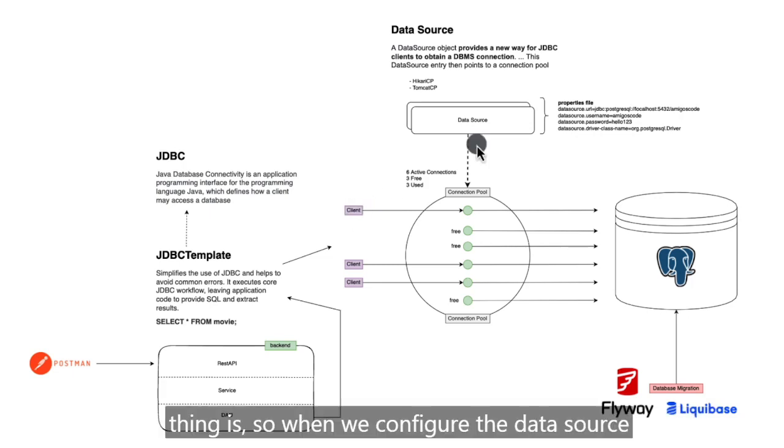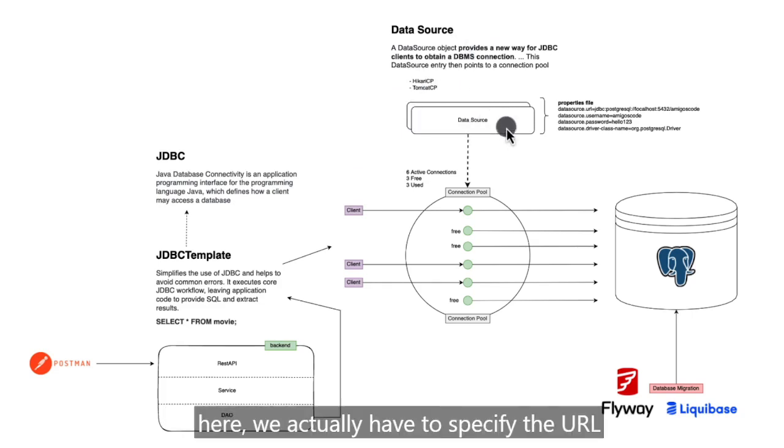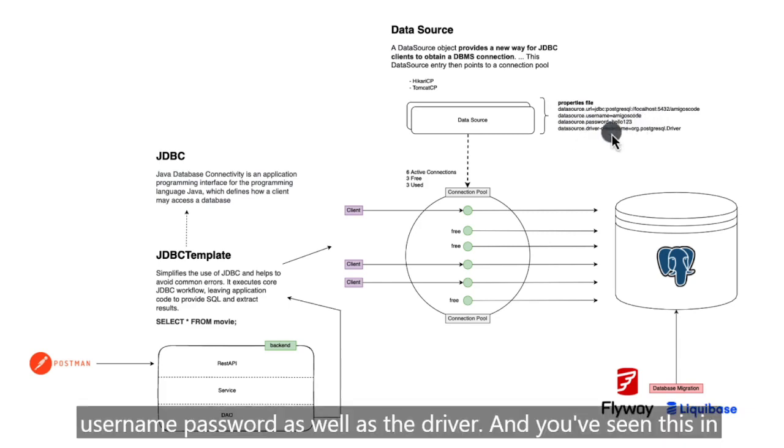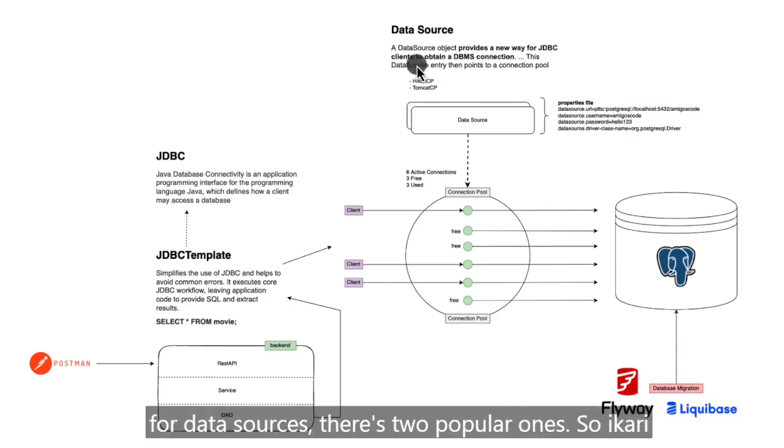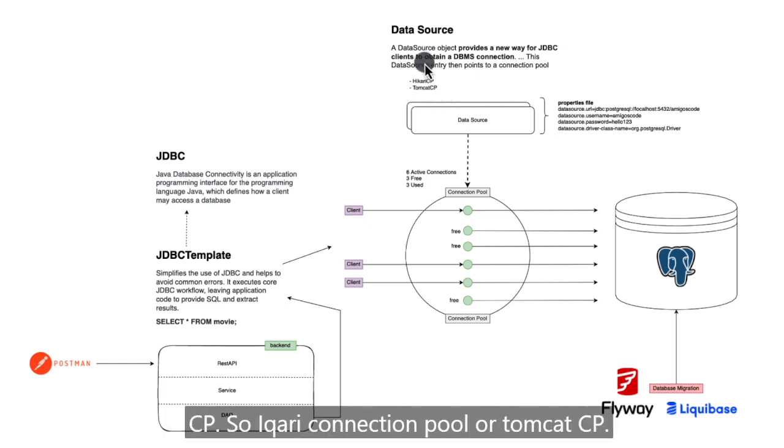The other thing is, when we configure the data source here, we have to specify the URL, username, password, as well as the driver. You'll see this in a second, and I'll show you again. Now for data sources, there are 2 popular ones: Hikari CP, so Hikari Connection Pool, or Tomcat CP. These are 2 popular connection pools available in Java.